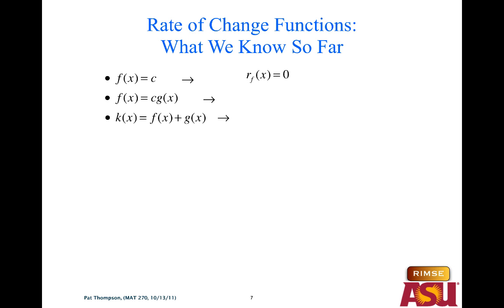So the rate of change of a constant is 0. The rate of change of a constant times a function is that constant times the rate of change of the function. And the rate of change of a sum is the sum of the rates of change.